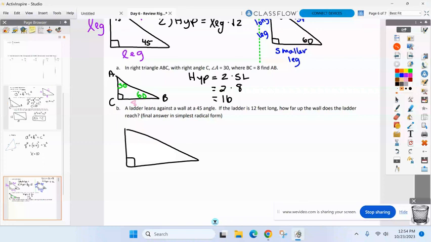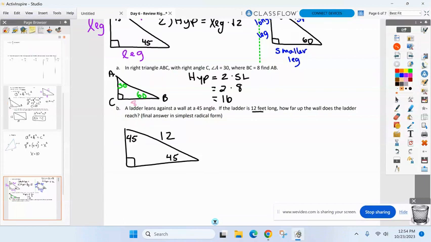It makes it up against the wall at a 45-degree angle. So here's my ladder up against the wall. So if that angle's 45, what do I know about the other? Also, this is a 45, 45, 90. The ladder's 12 feet long. Where's the 12 going now? Yeah, right? Because the ladder's the one leaning against the wall. So I'm going to put the 12 here. How far up the ladder does the ladder reach? How far up the wall?